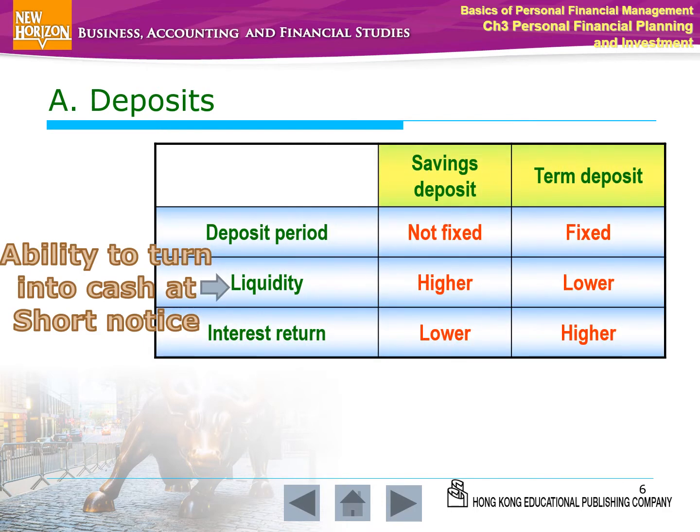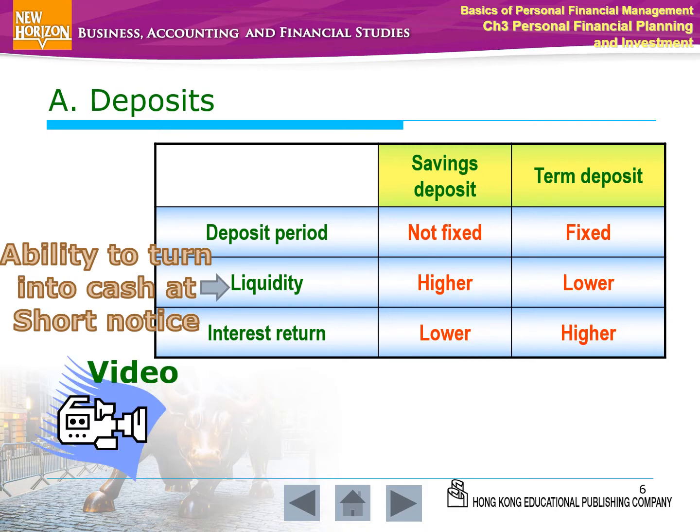Let's turn back to deposits. Right here you're going to learn the differences between savings deposits and term deposits. First of all, the deposit period for savings deposits is not fixed, just like EPS. You just put the money in the bank and withdraw the cash as you like. That means the deposit period is not fixed. What we're talking about with the term deposit is that the deposit period is fixed, just like a 3-month term deposit or a 1-year term deposit, within which you are not allowed to withdraw the cash out of the bank.